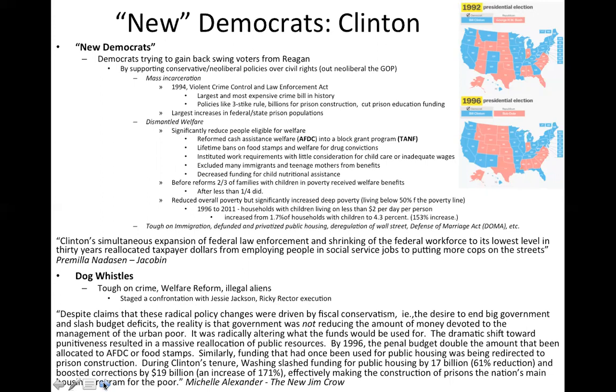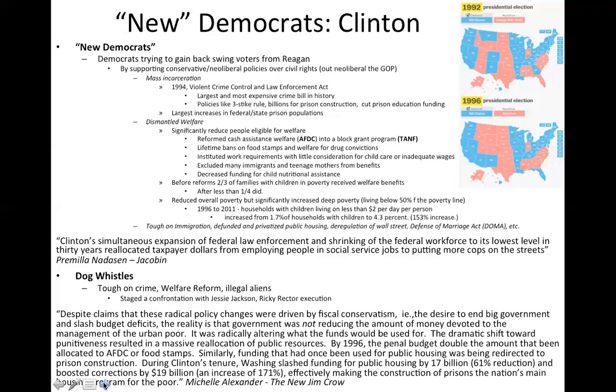He excludes immigrants and teenage mothers, decreases funding for nutritional assistance programs. And a lot of people credit Reagan for decreasing poverty, and he does. The overall poverty rate he decreased, and if you step back, it looks like he did a lot of good, and he did do a lot, but at the same time, he blew up what we call deep poverty. So that's people living 50% below the poverty line.